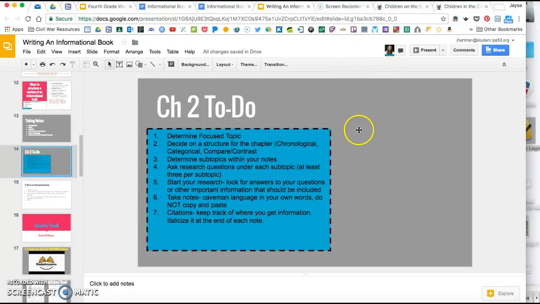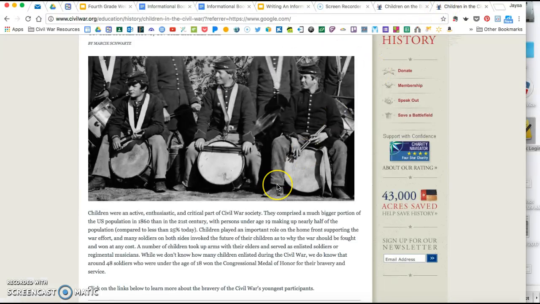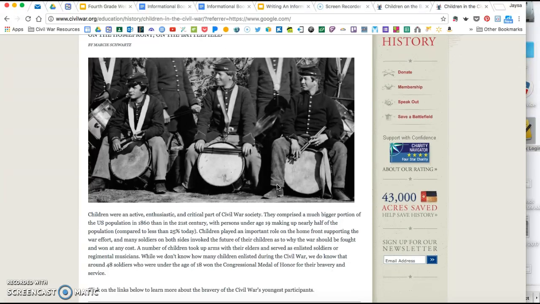And really quickly, I think I have maybe a couple minutes. 9:10, right? I know she's here, but I'm just going to do one real quick note so you can see kind of what this should look like. So I'm looking here. I'm going to start with kids who served. How many served? What were their roles? What did they do in school? And I'm just going to go to one of my articles that I found. It's Children in the Civil War. And I'm just going to skim.